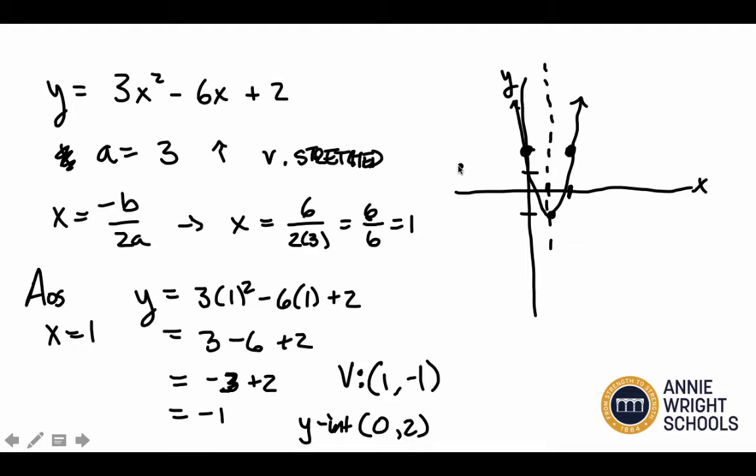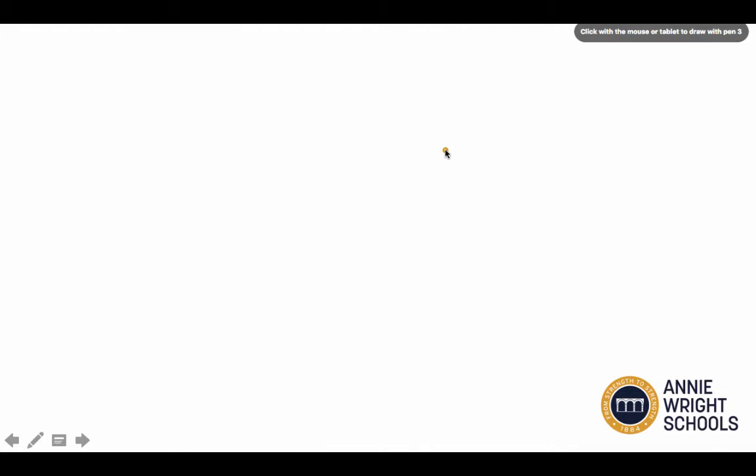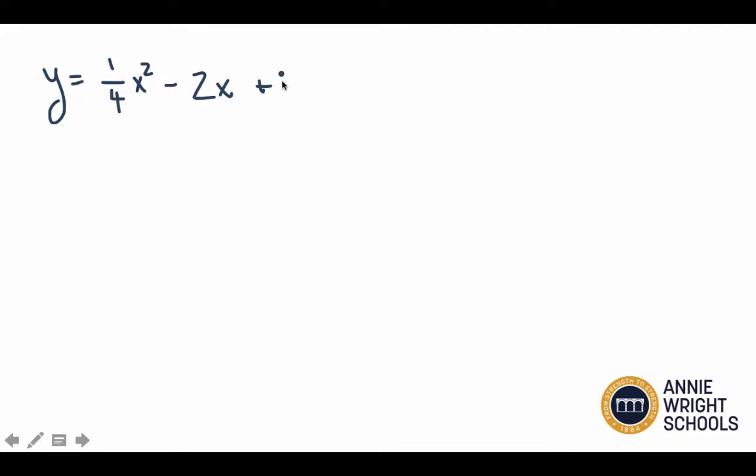Good? Let's try another example. Another example could look something like a little tougher. y equals 1/4 x squared minus 2x plus 1. So again, let's make it negative. So I'm going to change this to negative 1/4. So a is equal to negative 1/4, which tells me my parabola opens down and it is vertically shrunk.